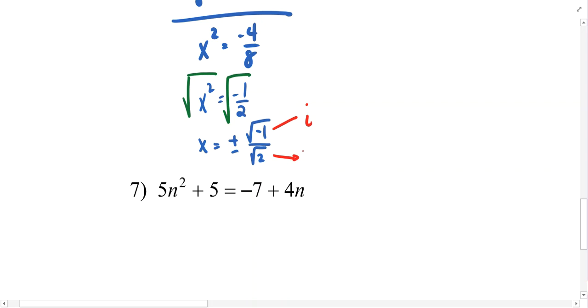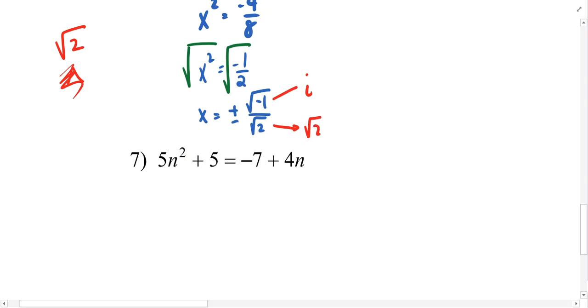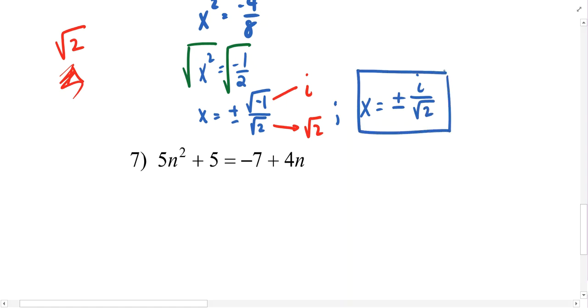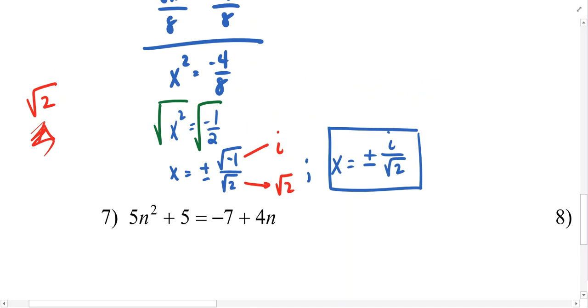And the square root of 2, well, there's nothing we can do to simplify that. Even if I tried breaking that apart into a factor tree, there's nothing that can be done here. So we're just going to leave this one as the square root of 2. What that means for us is that our final answer would be x equals positive and negative i divided by square root of 2. And I think that would be a good solution to number 5.